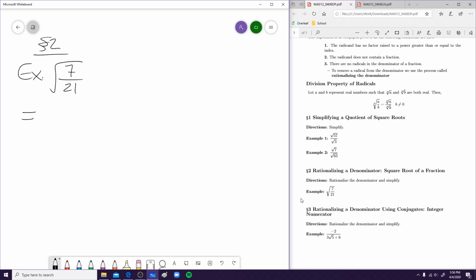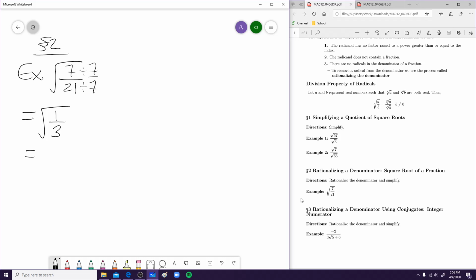So we have the square root of 7 over 21. When I look at that, I see that they both have a 7 in common. So what are we going to do? We're going to divide top and bottom by 7 over 7. And then we get the square root of 1 over 3. We know this is not done because it doesn't satisfy the second condition, where it says the radicand does not contain a fraction. This is obviously a fraction, so we have to keep going.